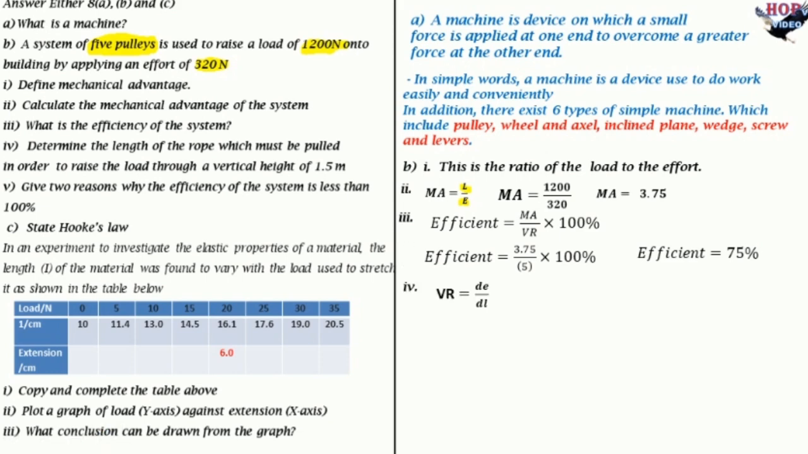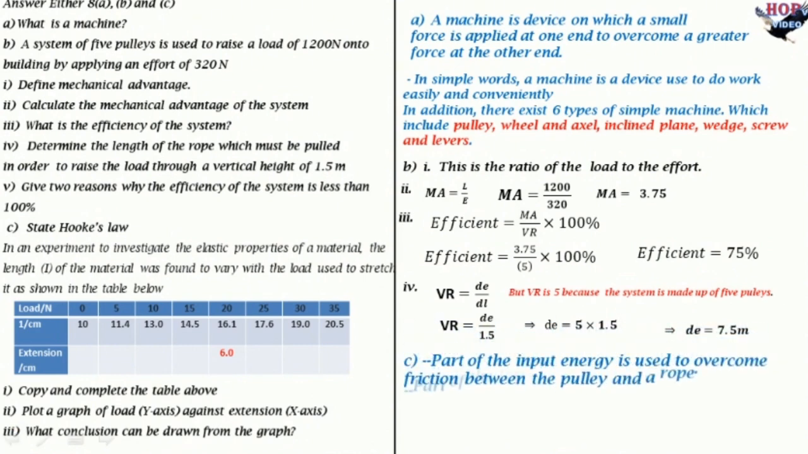Asked to calculate the distance moved by the effort. Here we are going to use the velocity ratio is equal to distance moved by effort divided by distance moved by the load. The velocity ratio of the system is 5. If we use that idea, we are going to have distance moved by effort equals 5 times 1.5, which gives us 7.5 meters as the distance moved by the effort when the load moves by 1.5 meters. The last part of that question B asks us to give the reasons why the efficiency is always less than 100%.